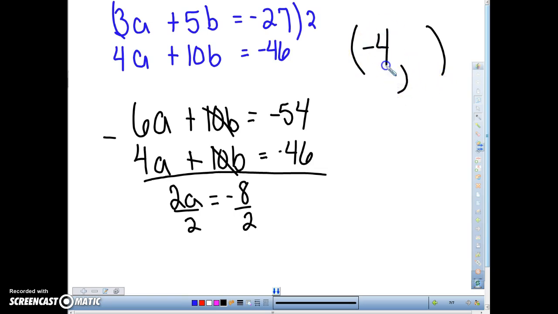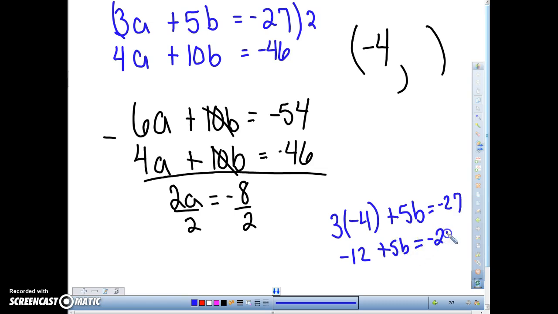A is negative 4. Plug that back in. Doesn't really matter which equation. I'm going to pick the first one. So you have 3 times negative 4 plus 5b equals negative 27. 3 times negative 4, so we have negative 12 plus 5b equals negative 27.